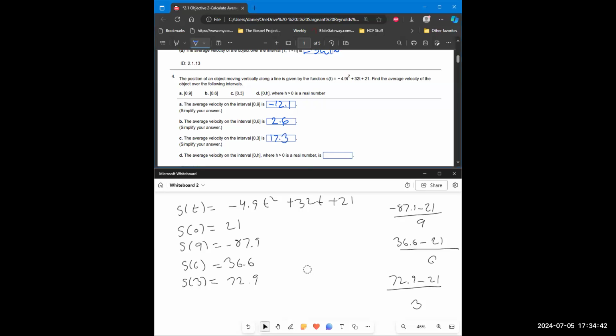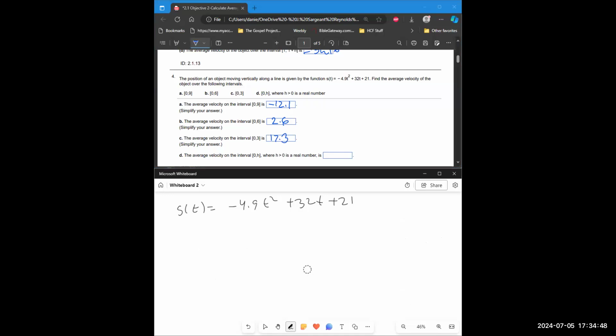I'm going to make some space for this last one because we have another one that is between 0 and h. So s of h is going to be negative 4.9h squared plus 32h plus 21, minus 21, divided by h. This one's a little easier than before. So this is negative 4.9h plus 32. All right.